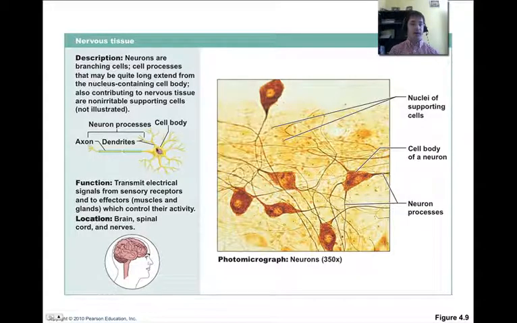Some of the characteristics of a neuron are this cell body or soma has a long projection coming off one side called the axon, and then off the other side we have a branching network of processes called dendrites. Dendrites usually receive incoming messages to the cell. Axons carry electrical signals away from the cell.